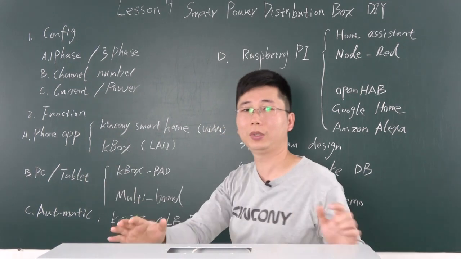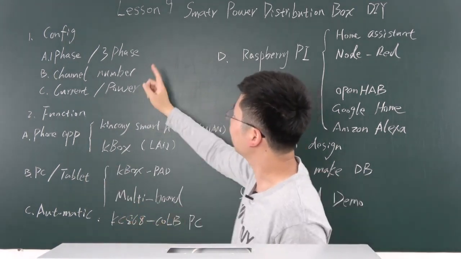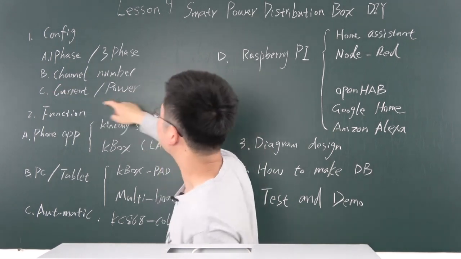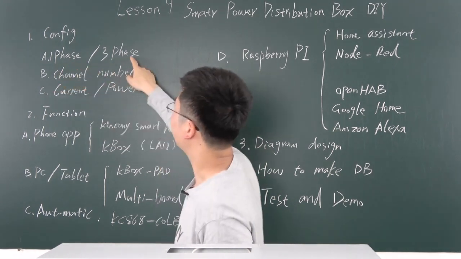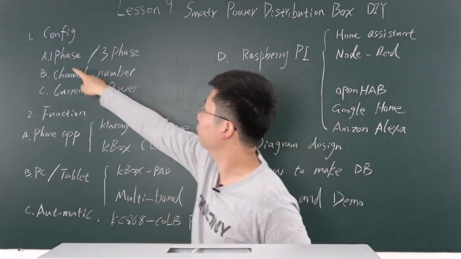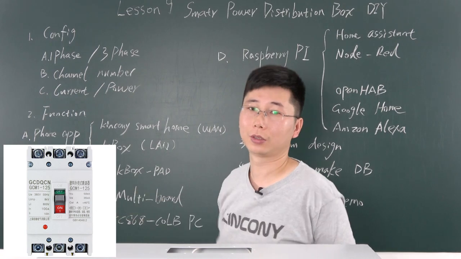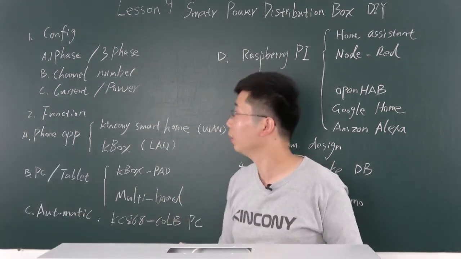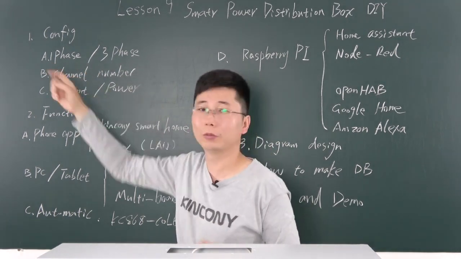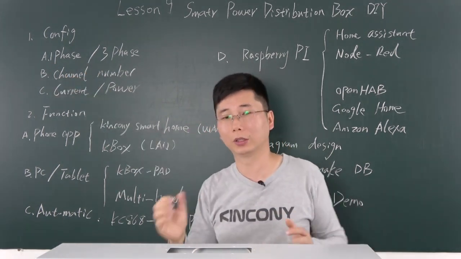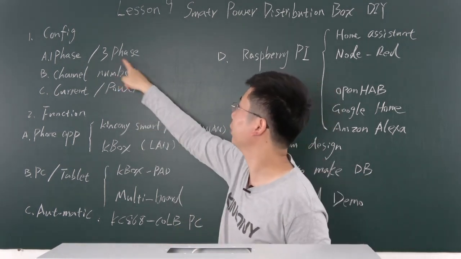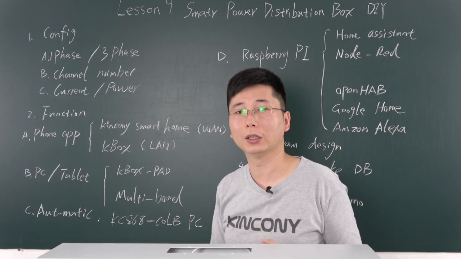This is for the DB's hardware. First, we will check 3 options. The first one is the phase. In your country, which power is used, 1 phase or 3 phase? So you need to choose the MCB for 1 phase or 3 phase. Some countries use 1 phase for 220 volt, and some use 110 volt. And if you use 3 phase, maybe 380 volt.